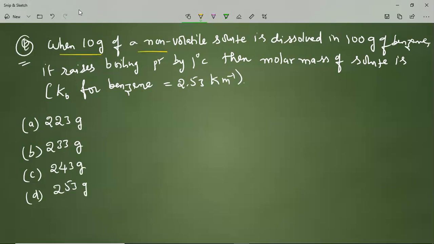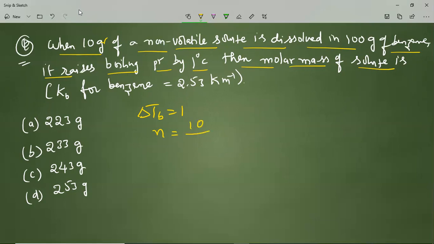When 10 grams of a non-volatile solute is dissolved in 100 grams of benzene, it raises the boiling point by 1 degree Celsius. Then the molar mass of the solute is. So what is the rise of temperature? Rising by 1 degree Celsius means delta TB is 1. And the weight of solute, what is it? That is 10, meaning the number of moles I will calculate is 10 by the molecular weight of solute. We don't know that, that is X.